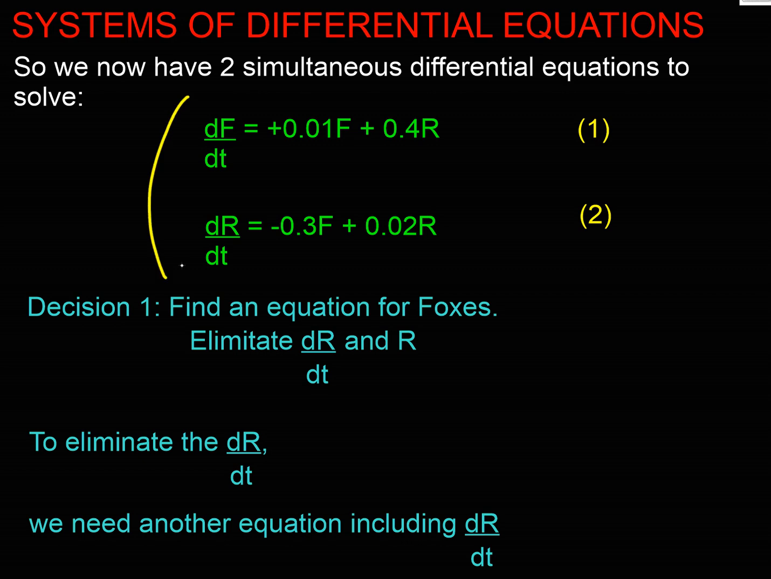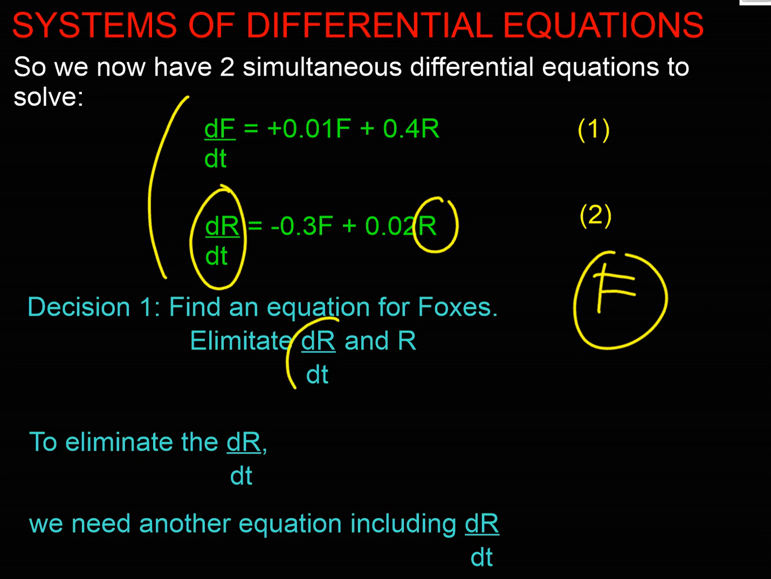These are two differential equations. And I've got to decide which of our variables I'm going to solve for first. So I'm going to solve for foxes. So if I'm going to solve for foxes, I need to get rid of the r's from these equations. There's an r there, and there's a dr by dt there. So I'm going to start by eliminating the dr by dt, and then I'm going to go on and eliminate the r's. So let's have a look at eliminating dr by dt.